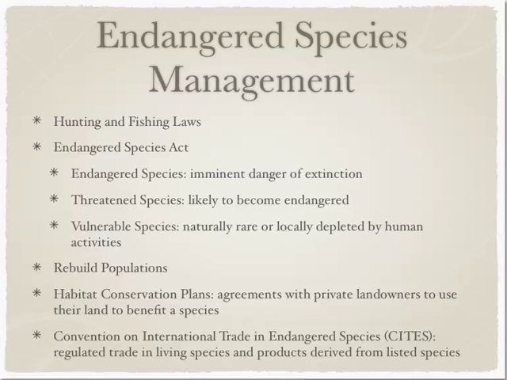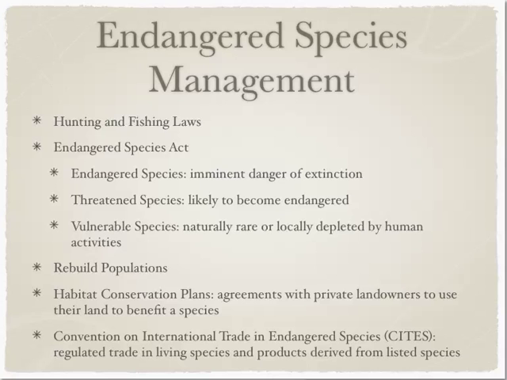Endangered species management. Hunting and fishing laws have been put in place to limit the amount of hunting and fishing in an area to prevent species extinction. Also, we have the Endangered Species Act. This classifies certain species who we see in danger of extinction. Endangered species are those who are in danger of imminent extinction immediately.